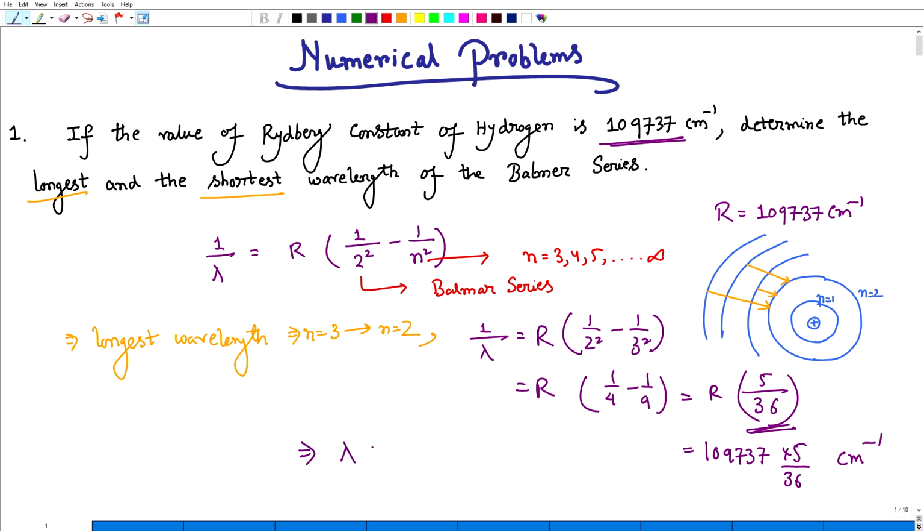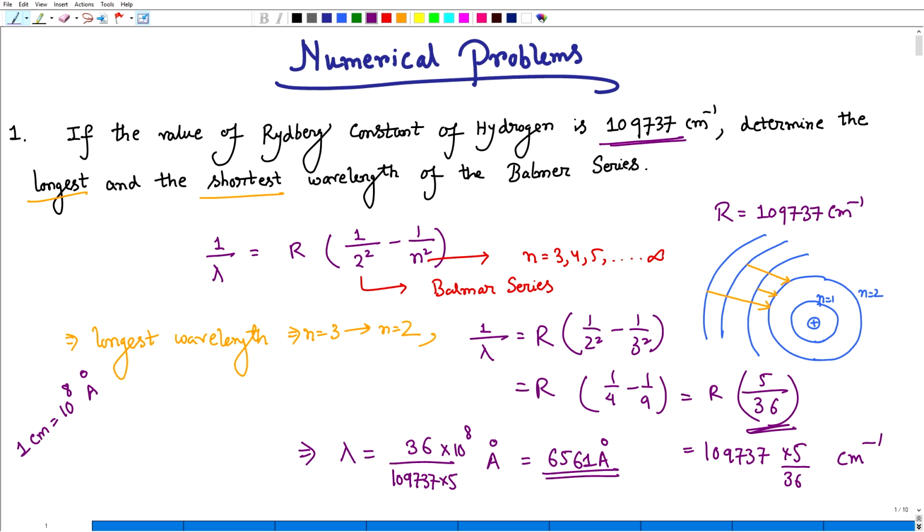So lambda should be 36 divided by 109737 into 5 centimeter. Okay, so this should be the longest wavelength, but we have to do this calculation now. So now this is in centimeter. Now we know that 1 centimeter equals 10 to the power 8 Angstrom, so we can write it in terms of the Angstrom unit as well. If you do this numerical calculation, it will come around 6561 Angstrom.